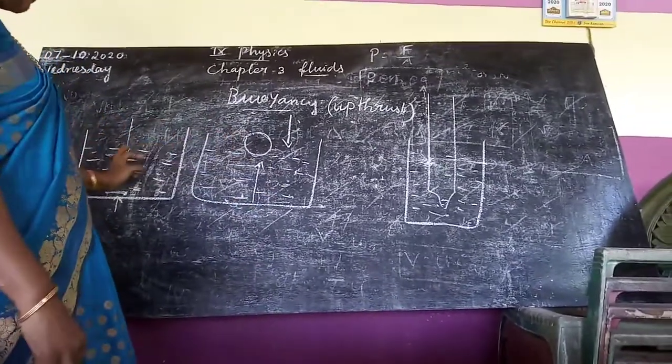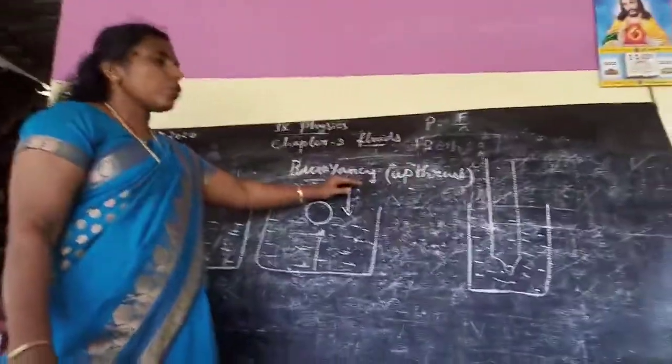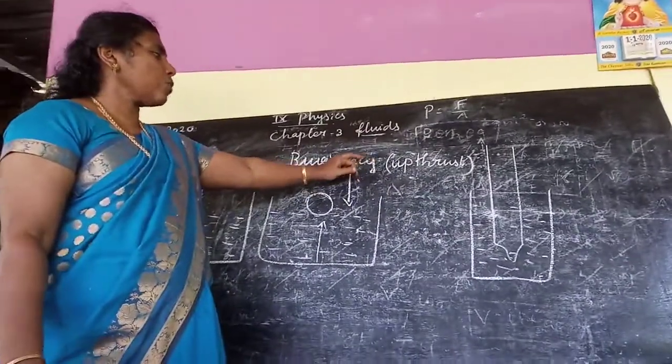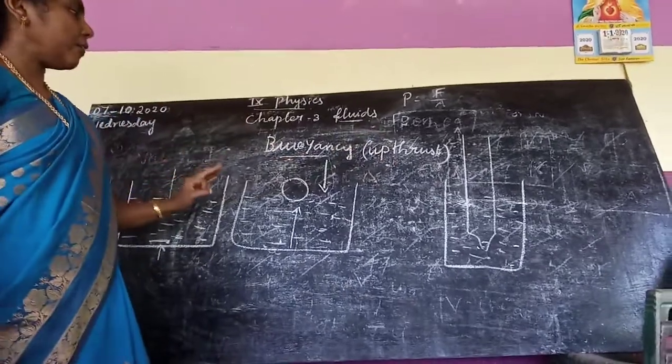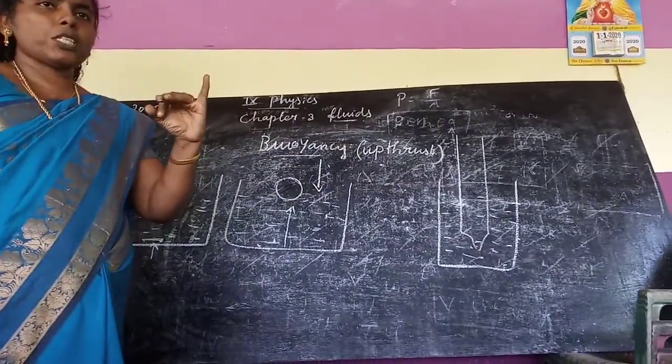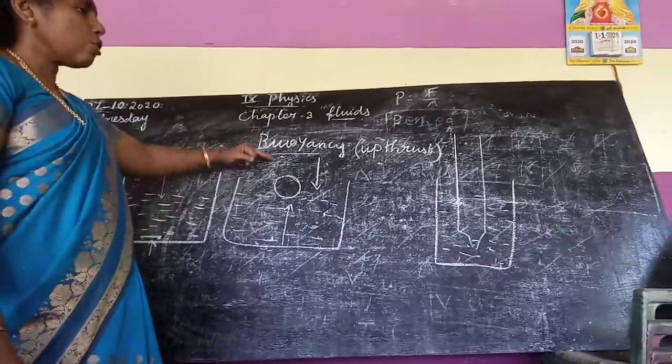Okay. Now according to this object, this force only we are seeing, which force? Buoyant force or upthrust force. Can you understand this? Today we have learned about lactometer, hydrometer and buoyant force.